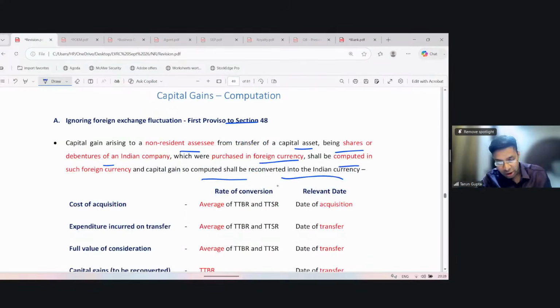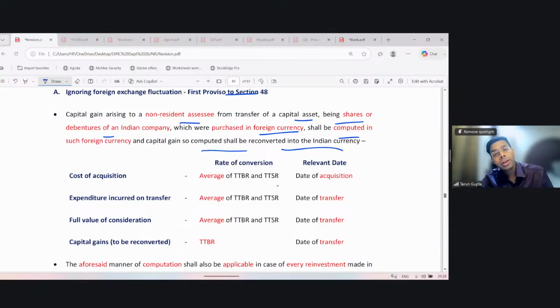So for such reconversion, for computing the capital gain, the cost of acquisition shall be converted at the average of TTBR and TTSR on the date of acquisition. The expenditure incurred on transfer shall be converted at the average rate of TTBR and TTSR on the date of transfer. The full value of consideration is also converted at the average rate of TTBR and TTSR on the date of transfer. And the capital gain so computed in foreign currency shall be reconverted into INR at TTBR on the date of transfer. Right.